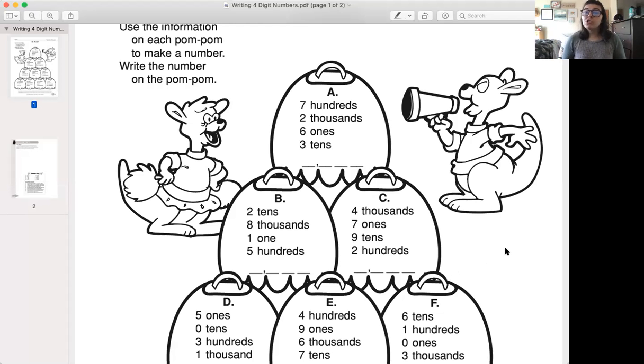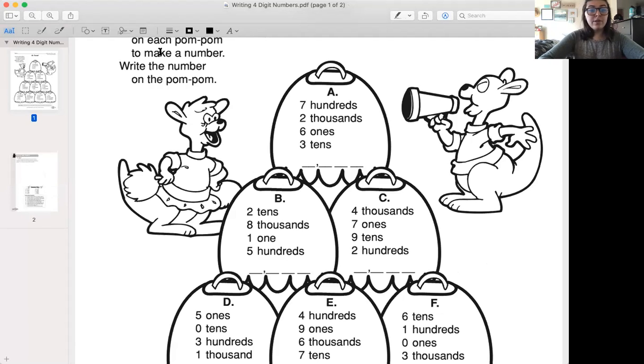So this is your worksheet for today. On each one of these pom-poms, they give you a number of hundreds, thousands, ones, and tens, and they're in different orders. So notice this one starts with hundreds, this one starts with tens, this one starts with thousands. So you have to pay attention. And you need to put the number in the correct spot for writing the number.